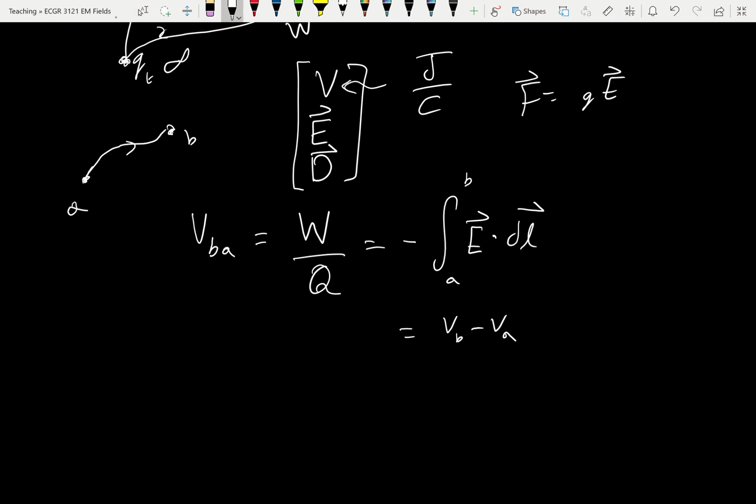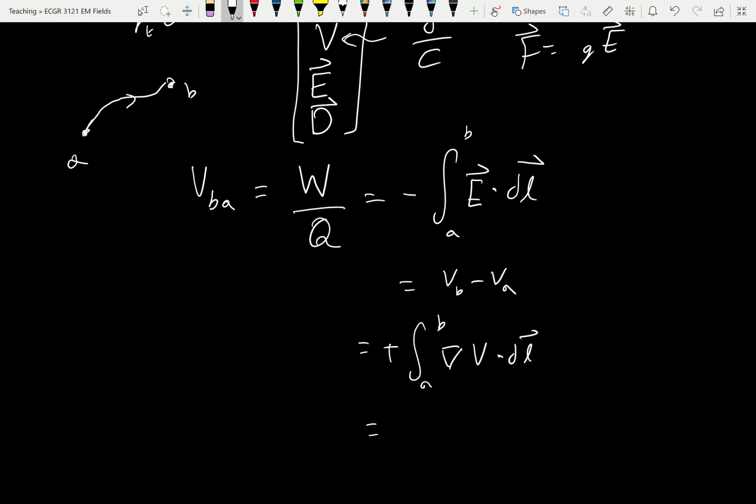The reason we can write that is because we know that E equals minus gradient V, dotted with dl. And I know from the fundamental theorem as it applies to line integrals that this is like imagining I'm taking the antiderivative of E, which becomes V. So using that fact, and to tie it closely to the fundamental theorem of calculus, I can write it as VB minus VA.